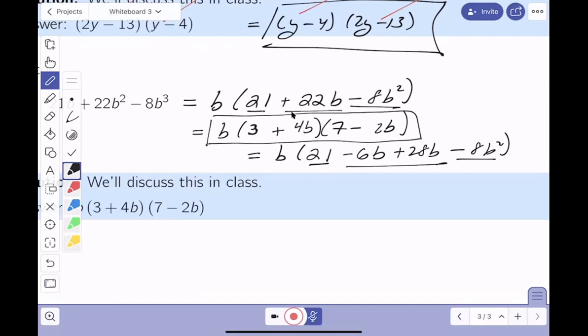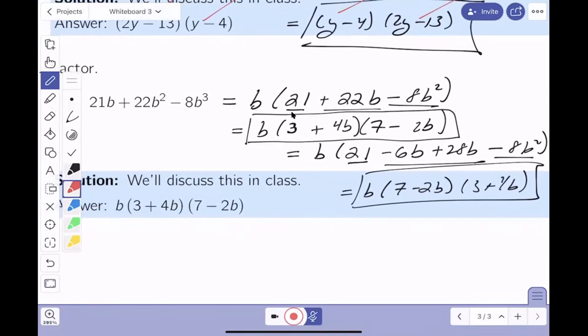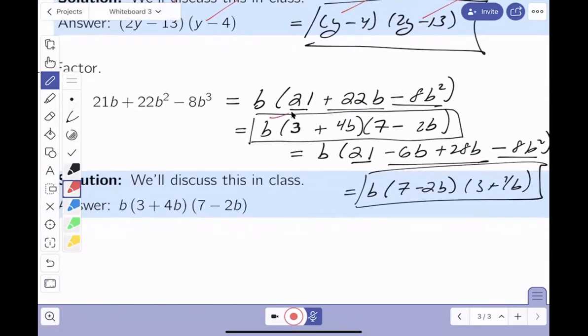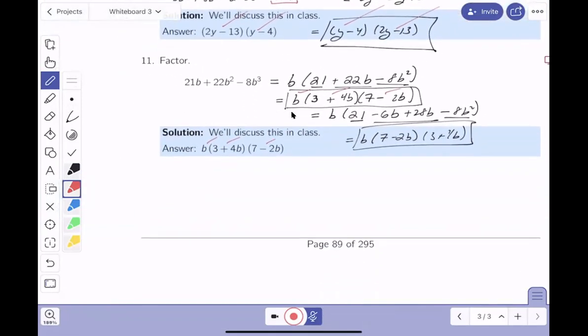You can write this in a different order if you like. For example, you can write down as 7 minus 2B and 3 plus 4B. That's also fine. It's got to have those factors, by the way. So let's take a look at it, and one step at a time. Everything worked out fine. All right, that was number 11, and I think that covers it.